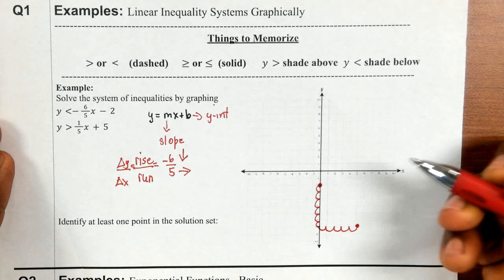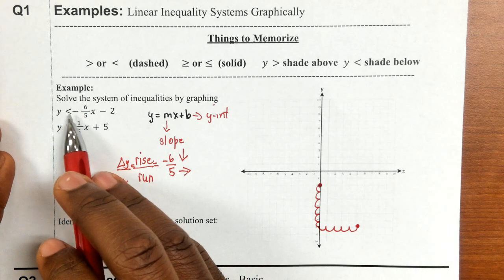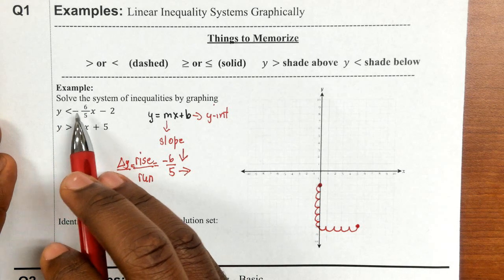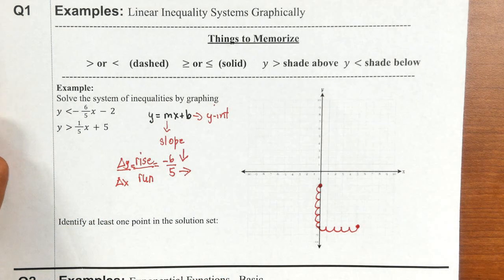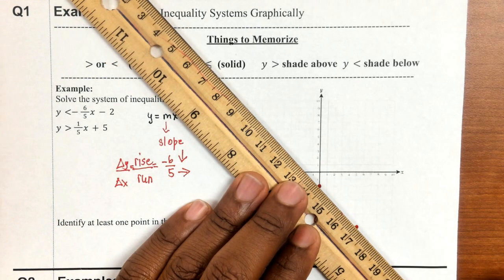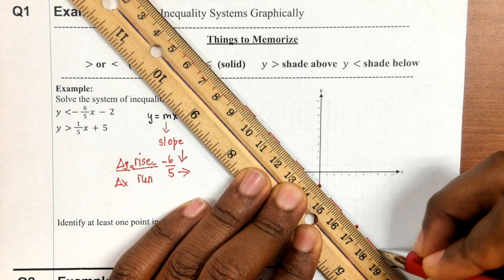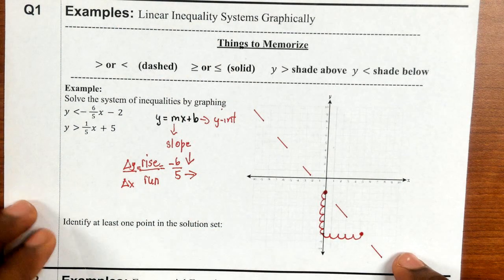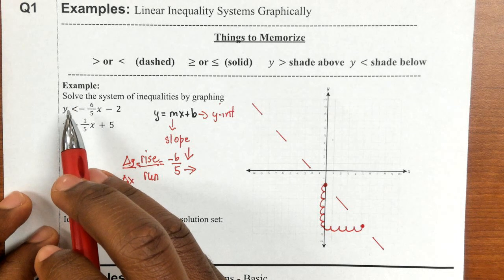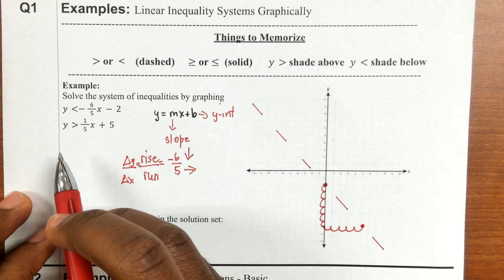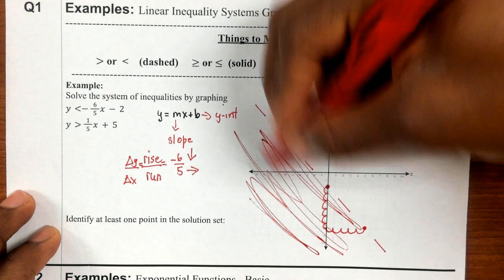Now you ask yourself, what type of line should I have? Whenever you don't see an "or equal to," that means it's going to be a dashed or dotted line. So I'm going to draw a dashed line. Now I'm going to shade. This is saying that y is less than my line. If I'm less than my line, am I above it or below it? I am below it, so I'm going to shade below my line.